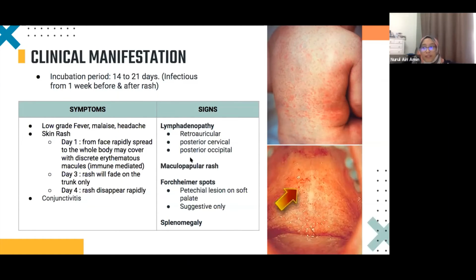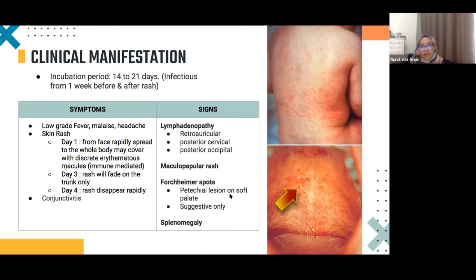Next, it is accompanied by an erythematous maculopapular rash, where the lesions are discrete. As Aisha said just now, the rash usually begins from the face and then rapidly spreads throughout the body, covering it with discrete erythematous macules. The rash will fade first on the trunk, and then suddenly disappear rapidly. So this is the rash.